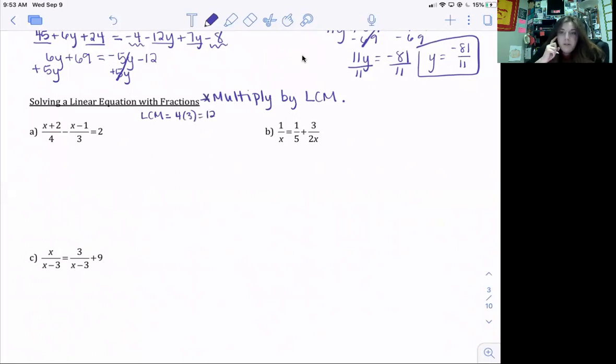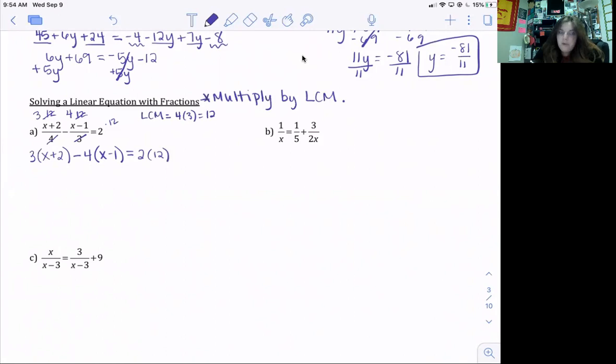So what I'm going to do is write a 12 above every term, and that's what we're multiplying by. If we multiply, the easiest thing to do is reduce. So 12 divided by 4, and we're left with 3. So I'm going to rewrite this as 3 times the quantity x plus 2 minus, and then again, 12 divided by 3 leaves us with 4. So minus 4 times the quantity x minus 1 equals, we have no fraction on the right-hand side, so we have nothing we can get rid of. So we're just going to leave it as 2 times 12.